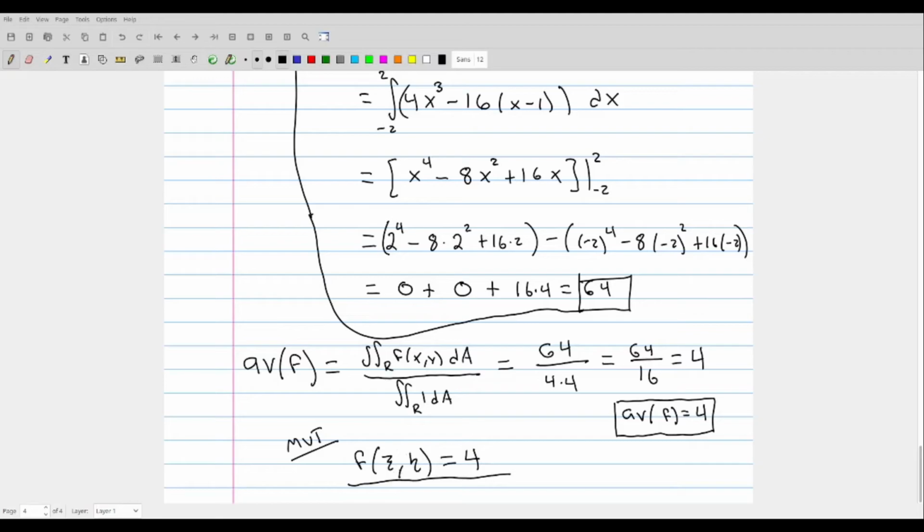So any point that satisfies the value of the function equal to 4 is satisfying the mean value theorem. What this is showing us is that there's a lot of points. There's actually infinitely many points. Any points on the level curve of the function that correspond to the level 4 are satisfying the mean value theorem, because the value of the function at that point is equal to the mean value or average value of the function.